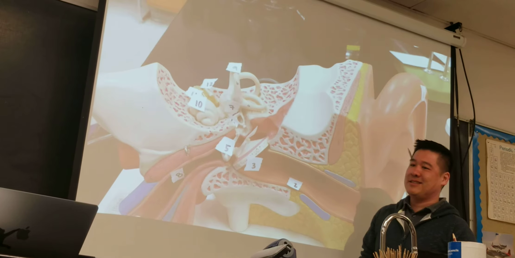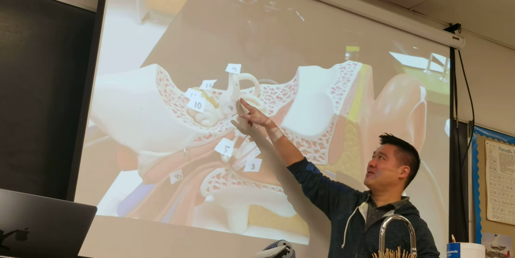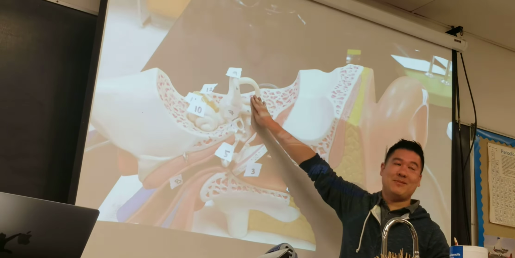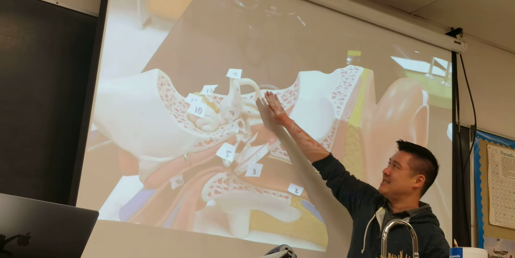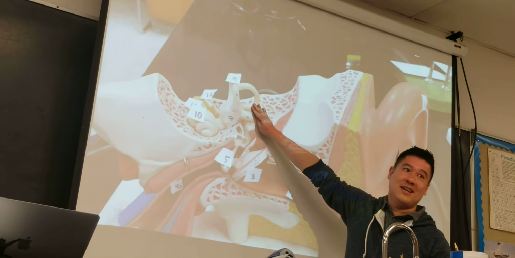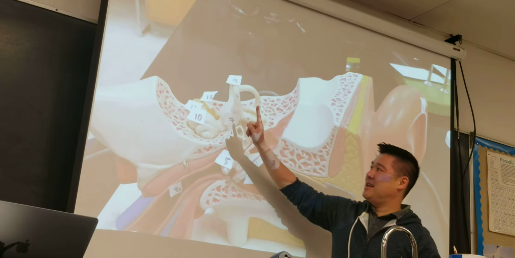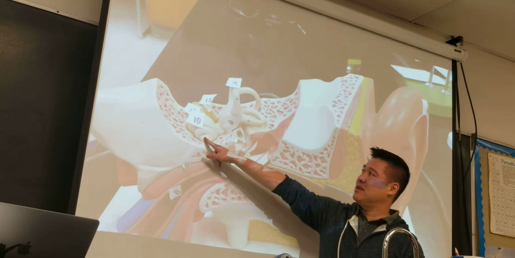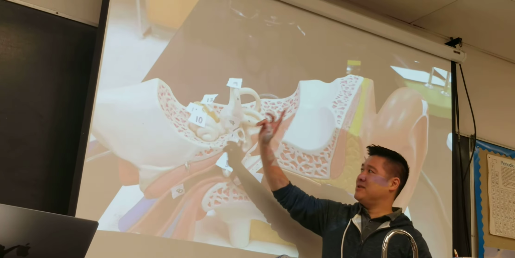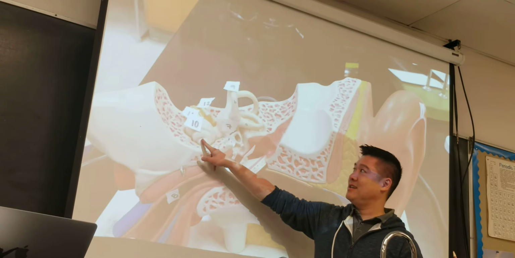Semicircular canals. There's a lot of names. The bony labyrinth or the semicircular canals. I like semicircular canals. What sense does 9 enable? Equilibrium. And number 10, what structure is that? Cochlea. And what sense does this enable? Hearing.